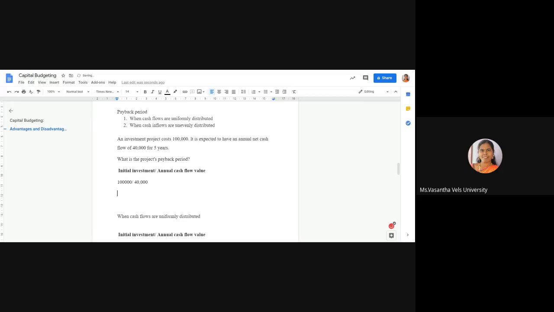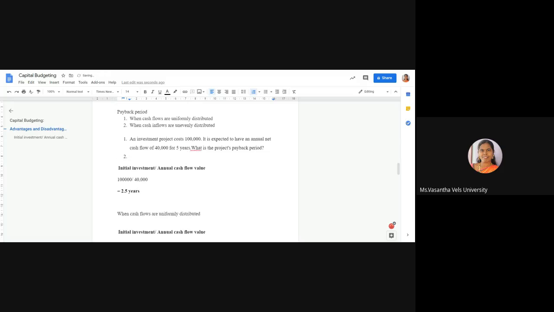What is the answer? 2.5, ma'am. 2.5 years. Please, you have to write it: 2.5 years. So this is the payback period. What is the meaning of it? Anyone?